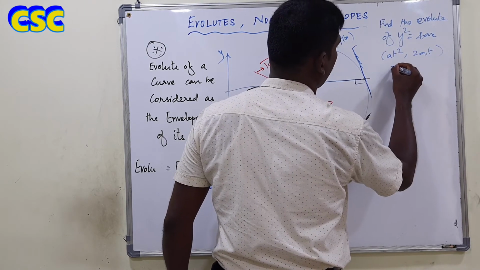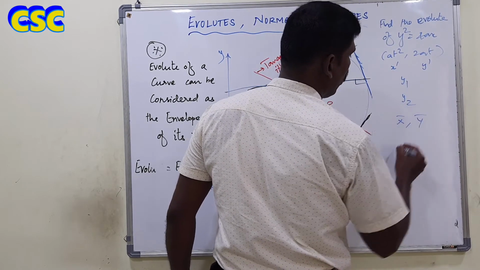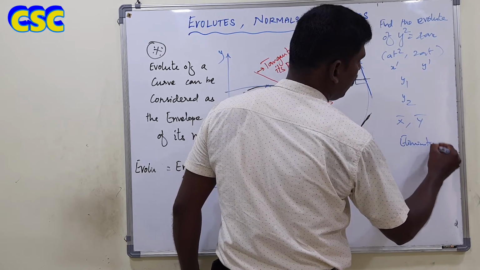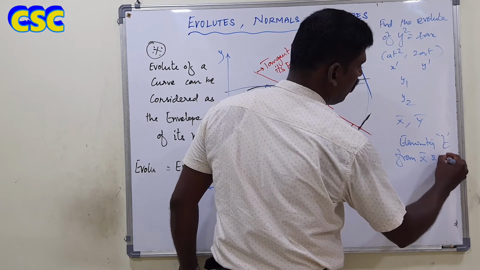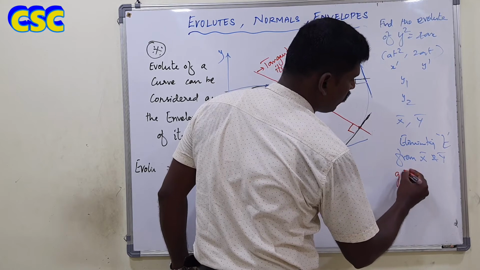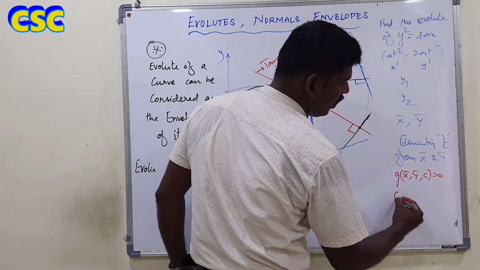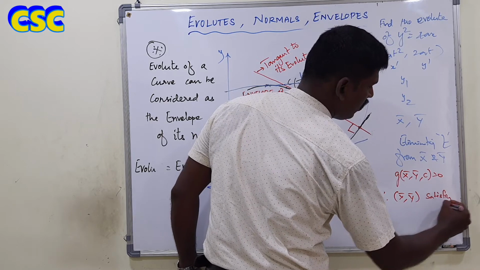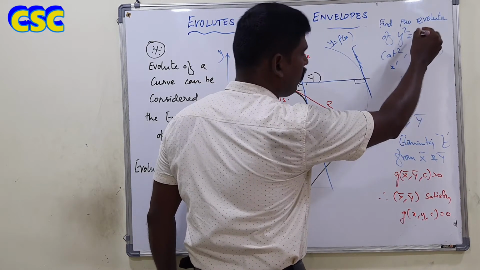Find out x dash and y dash and then y1, y2, x bar and y bar, eliminating t from x bar and y bar to obtain the equation g of x bar comma y bar comma c equal to 0, right? Therefore, what we conclude is that x bar comma y bar satisfies g of x comma y comma c equal to 0. This is called the envelope of the given curve.